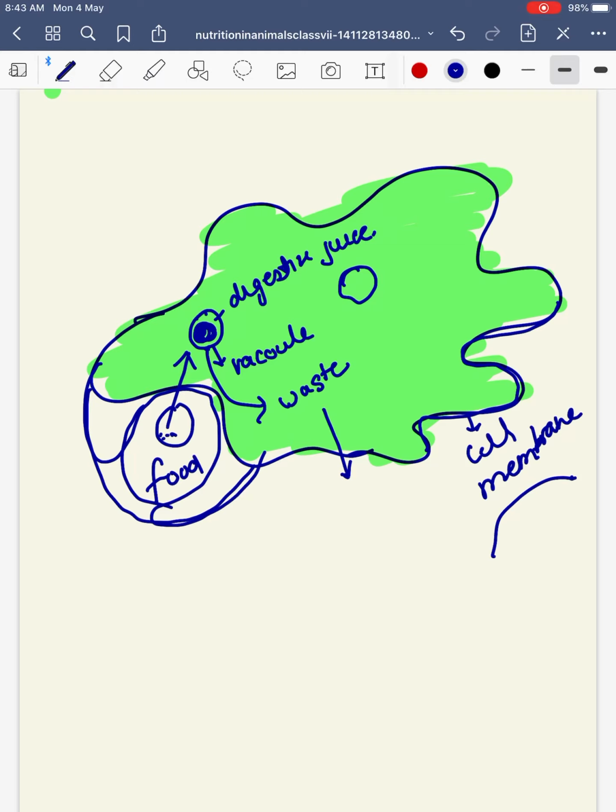So this is how digestion takes place in amoeba, which is a single cell. So a single cell is doing the entire process. It is doing ingestion, digestion, excretion. So this was all about this chapter.